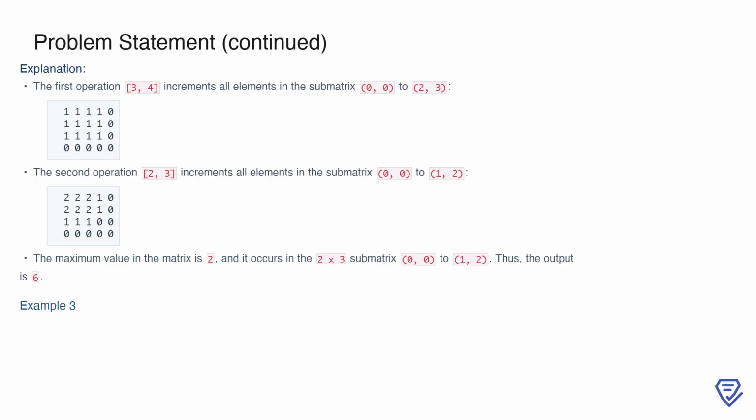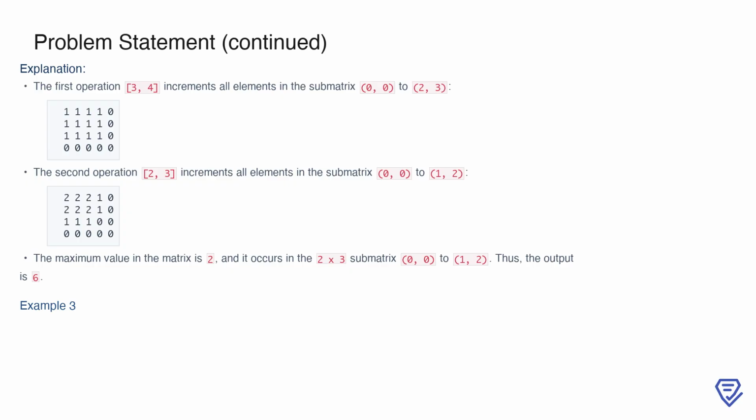Here's another example. This time, the matrix dimensions are m equals 4 and n equals 5, and the operations are (3, 4) and (2, 3). For the first operation, (3, 4), the values in the submatrix from (0, 0) to (2, 3) are incremented. The resulting matrix looks like this: 1, 1, 1, 1, 0, 1, 1, 1, 1, 0, 1, 1, 1, 1, 0, 0, 0, 0, 0, 0.